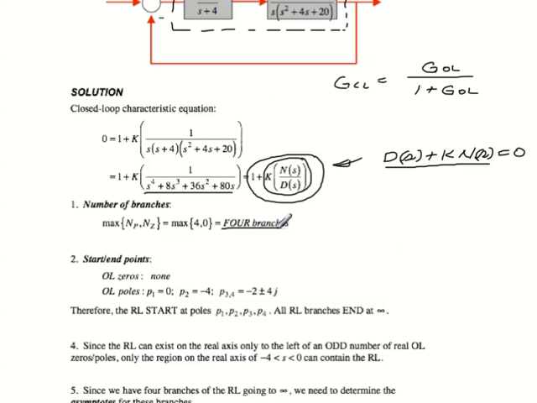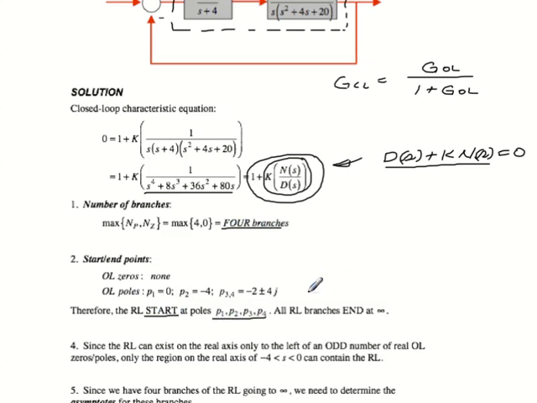Now, probably the most fundamental thing to remember when you start out with your root locus plots is where they start and where they end. And this is always the case. They start out at the poles. In this case, we have 4 poles of our open loop transfer function.